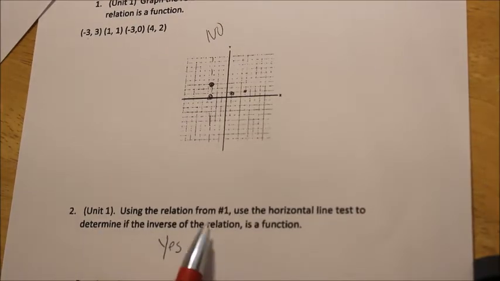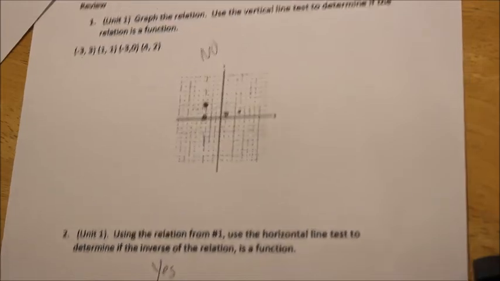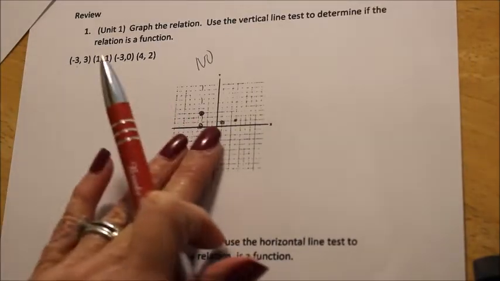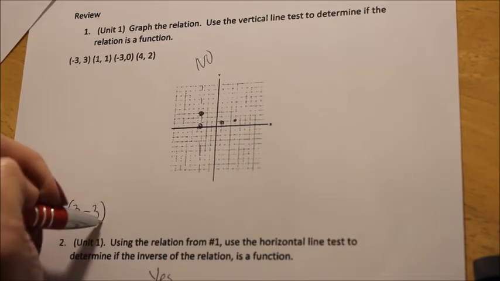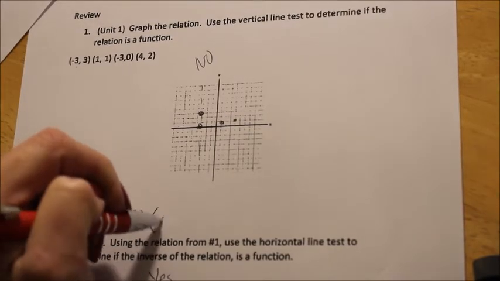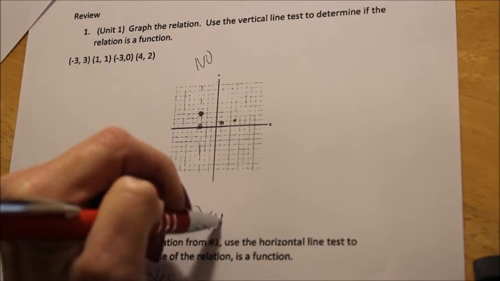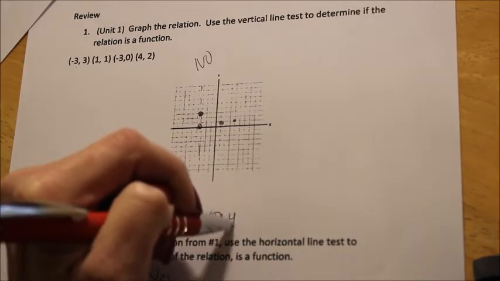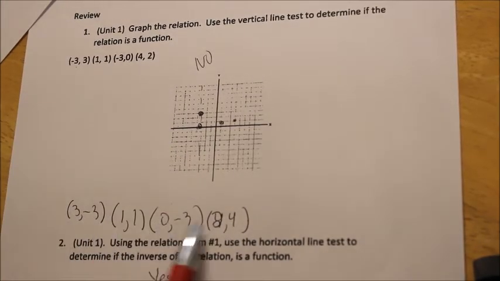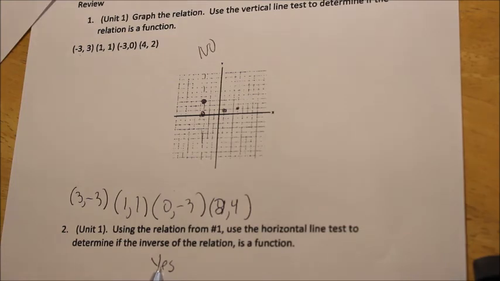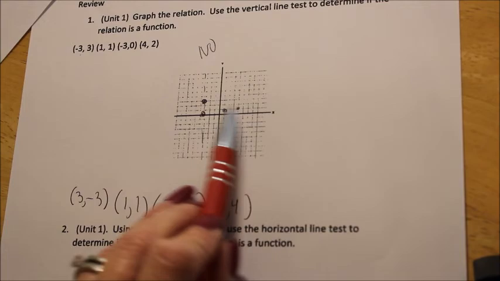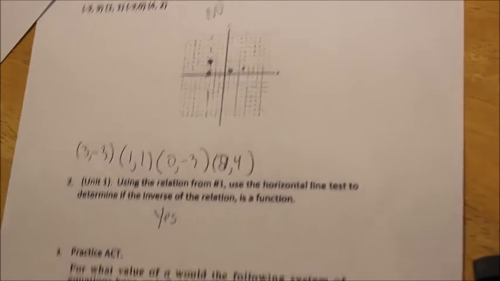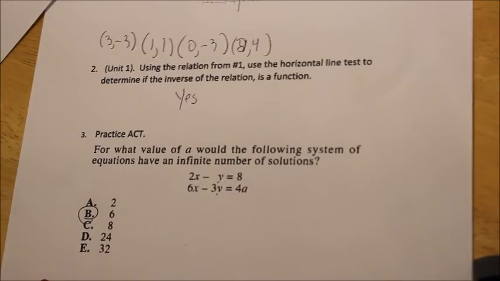Then it says use the relation from number 1 and the horizontal line test to determine if the inverse is a function. Remember, the inverse was taking the points and flipping them. So if you flip the points, 3, -3, 1, 1, 0, -3, 4, 2, 4. Notice that now you do not have repeating x's, so this one, yes, would be a function. Also, if you take a look up here, it would pass the horizontal line test, never would you hit it twice.